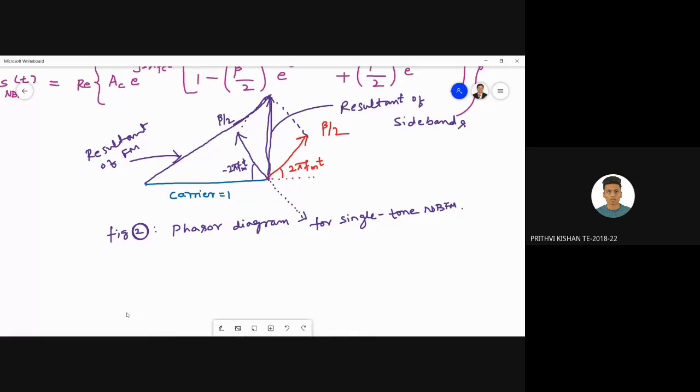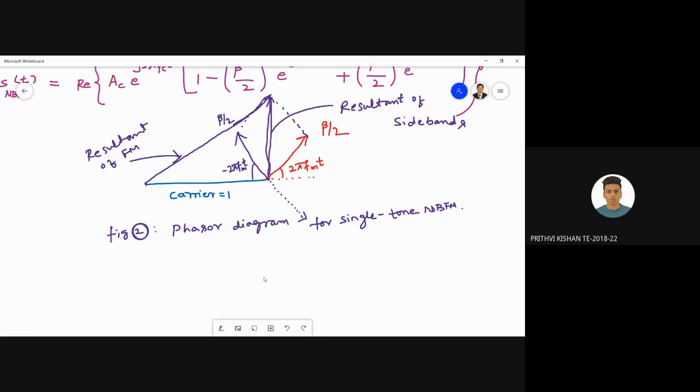Sir, in AM, the resultant is in phase. In FM, it's out of phase. Yeah, in AM. Can you repeat? Resultant is in phase with the carrier. Prithvi, right? You are Prithvi, right? Yeah.